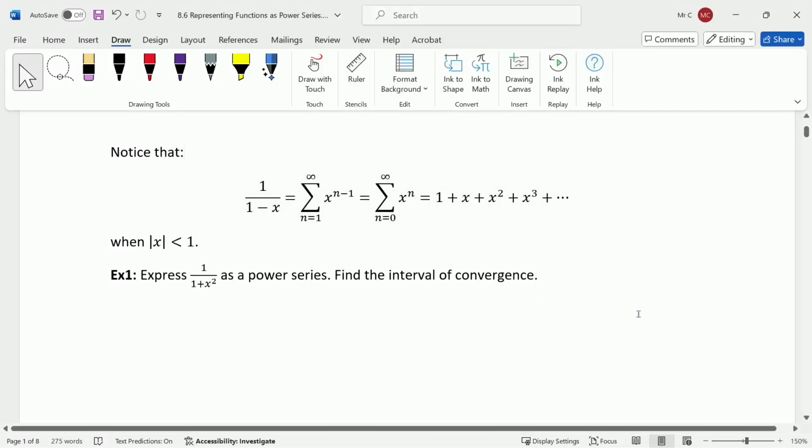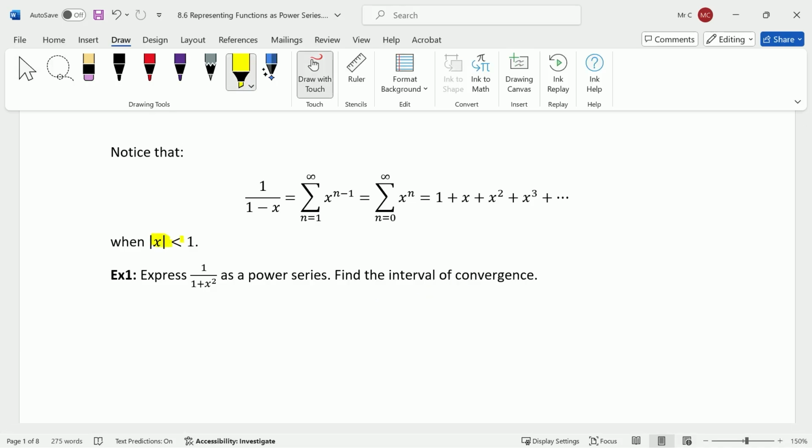So we'll start with just a basic example. Example 1, express 1 over 1 plus x squared as a power series. Find the interval of convergence. So one thing I want you to notice is that our convergence here is when the absolute value of x is less than 1. And this is from the geometric series theorem, right? We already proved with a geometric series that the absolute value of x has to be strictly less than 1, or in other words, x has to be strictly between -1 and 1. And so that applies here to this 1 over 1 minus x power series.